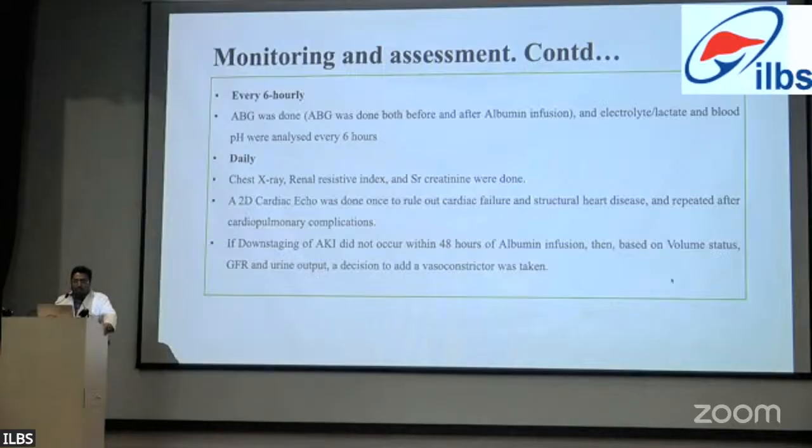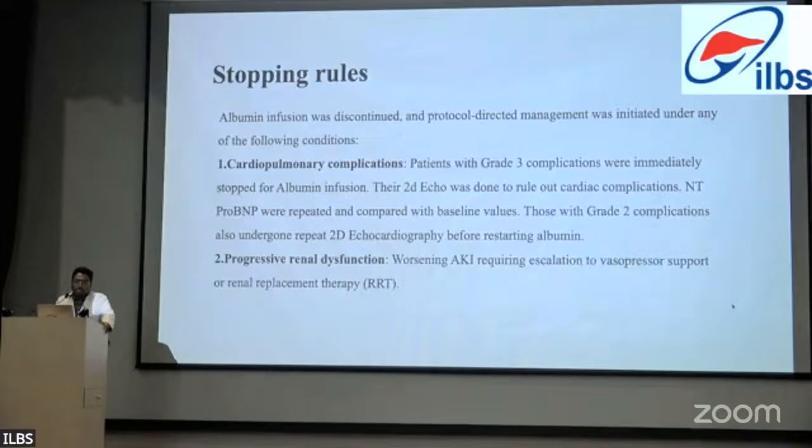And we had done the daily chest X-ray and renal resistive index for the 48 hours, not in the whole cohort, and serum creatinine was done in patients with the KFT. 2D echocardiography was done at baseline, and in those who had a complication, the 2D echo was repeated. If there is no downstaging of the AKI within the 48 hours, then based on the volume status, GFR, and urine output, a diagnosis of HRS-AKI was made, and vasoconstrictors were added in those patients.